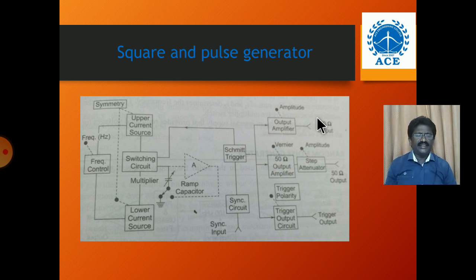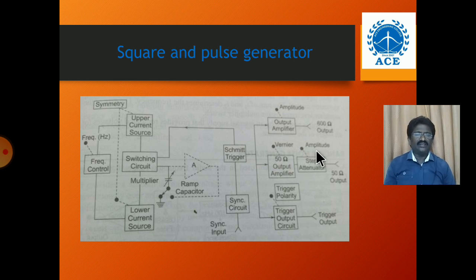The basic difference between a square wave and a pulse generator is the ratio of pulse width to pulse period, that means the duty cycle. The duty cycle of a square wave generator is 50%, and the duty cycle of a pulse generator varies between 50 to 90%.